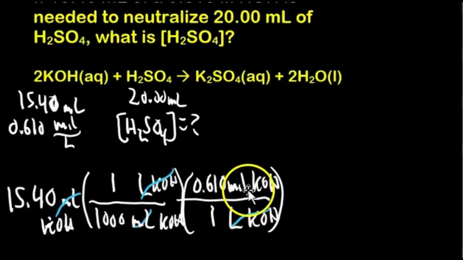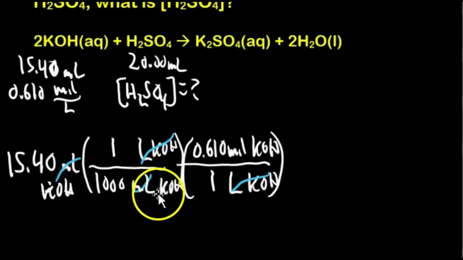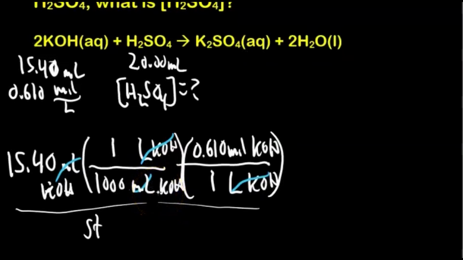Now that we're in moles of KOH, this is our step 1, moles of our given. Step 2 is moles of our desired. So this is our given, this is our desired, and there's a 2-to-1 ratio.